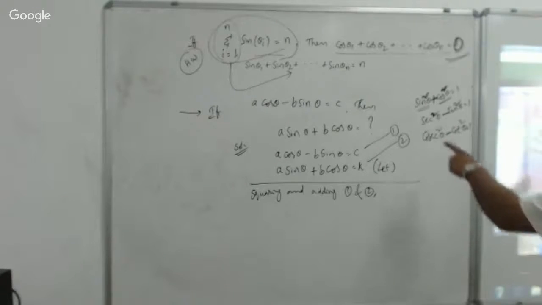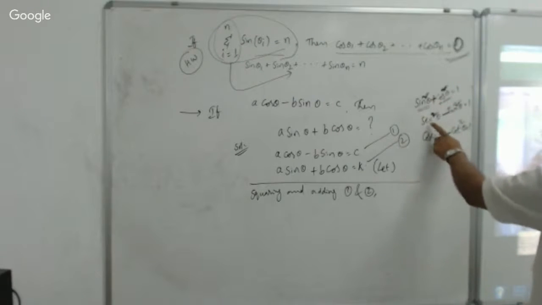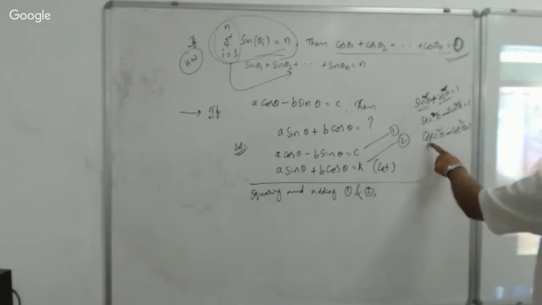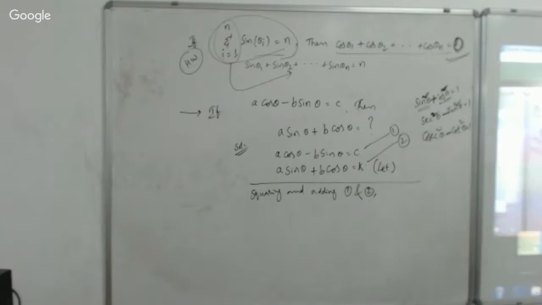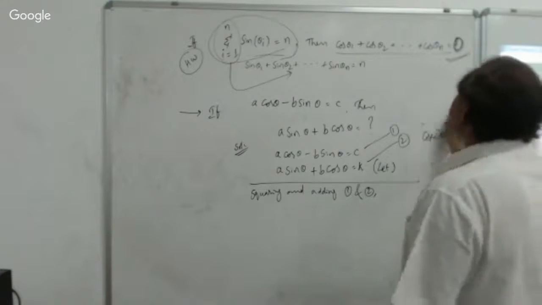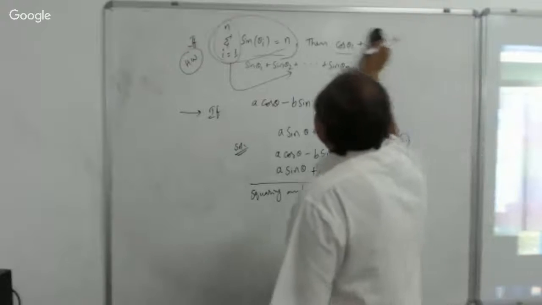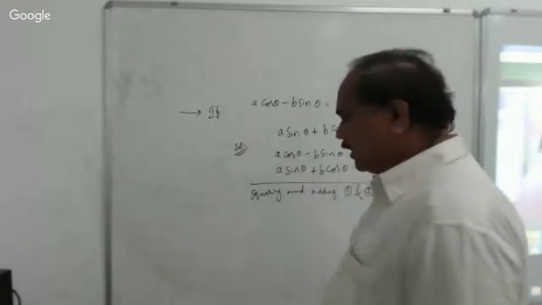Remember this method. Suppose both equations are in terms of sine and cos, squaring and adding. Both equations in terms of sec and tan, squaring and subtracting. Both in terms of cosec and cot, squaring and subtracting. You will get the result. That is the fixed method for this type of problem. Now, first squaring on both sides, then adding both the equations.